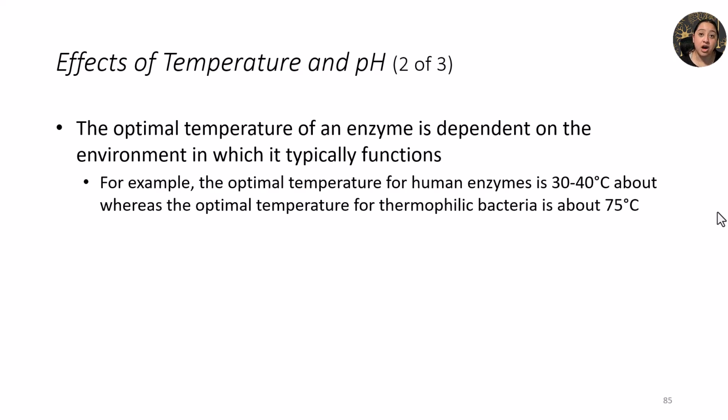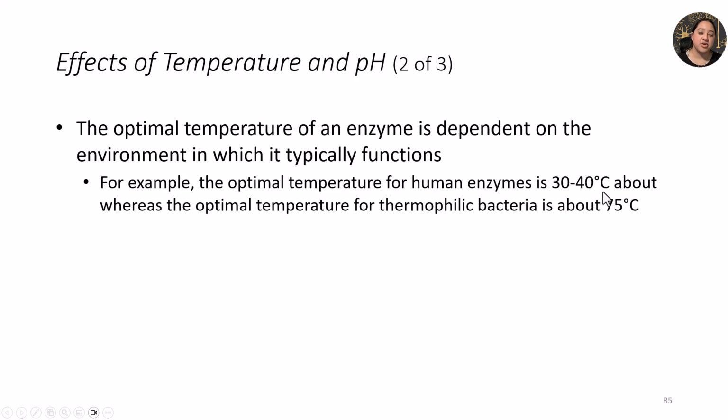So for example, the optimal temperature for human enzymes, so any enzymes in human cells and bodies, is going to be about 30 to 40 degrees Celsius because that's our human body temperature. So it makes sense that over time and natural selection, all of our enzymes would function optimally at our core body temperature. Our body temperature is 37 degrees Celsius. So yeah, all of our enzymes are going to be optimally functioning at our body temperature.